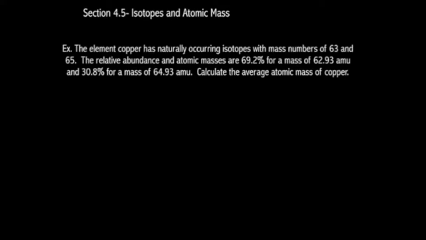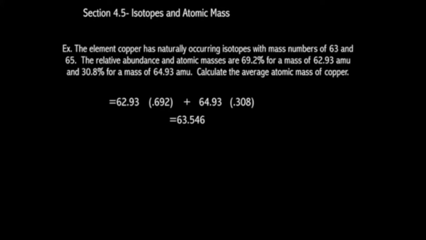To perform a weighted average, you take the first mass, so 62.93, because that is the mass of copper-63, and you multiply it by its percent abundance. But we have to make that into a decimal, so I'm going to move my decimal place 2 places to the left to get 0.692. Then I'm going to add to that the mass of copper-65, which is 64.93, and multiply it by its percent abundance, which is 0.308. And then I can add those two together, and I get 63.546.